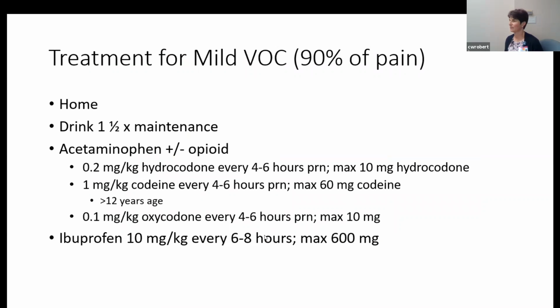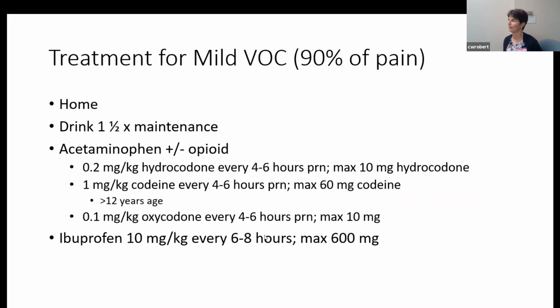So most pain, 90%, is treated at home. I think a lot of people think, oh my God, these people are in the hospital all the time, or in the clinic or ED all the time, but the majority of pain is treated at home actually. And so you can imagine the impact that may have on school, work, and social interaction.